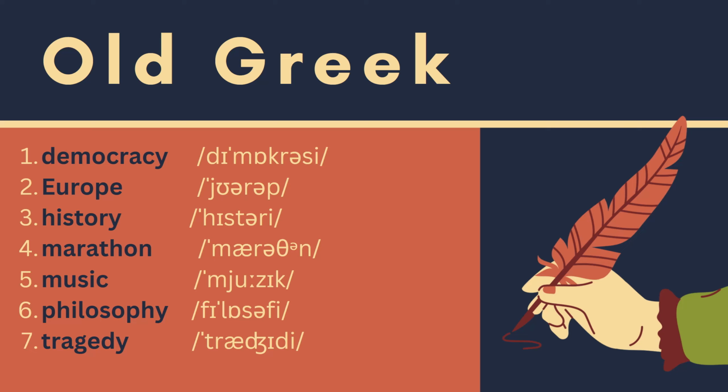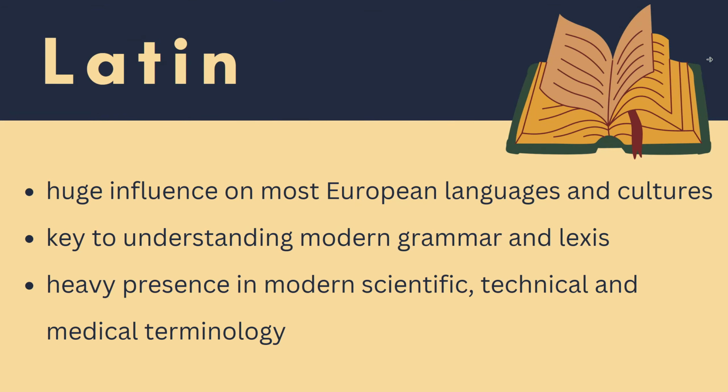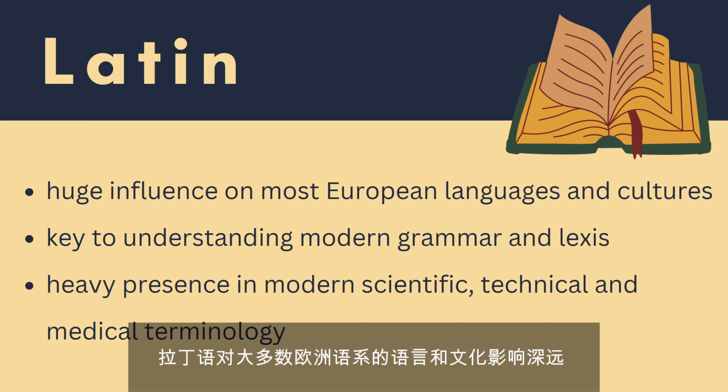Now, let's practice pronunciation of these nouns. Listen and repeat. 1. Democracy. 2. Europe. 3. History. 4. Marathon. 5. Music. 6. Philosophy. 7. Tragedy.